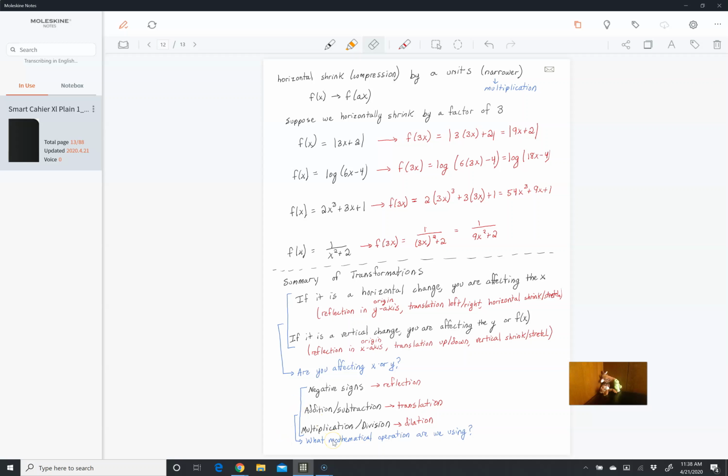Then we say, okay, now that we know that we're affecting x or y, what's the operation? If it's a dilation, meaning a vertical or horizontal stretch or shrink, then we know that we're multiplying or dividing. If it's a translation, we know that we're adding or subtracting. And if it's a reflection, we know that we're just putting in a negative sign. Okay, either it's going outside the function or it's going next to the x.